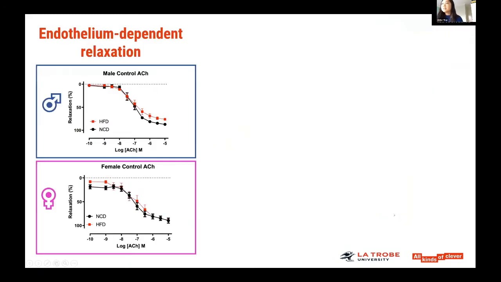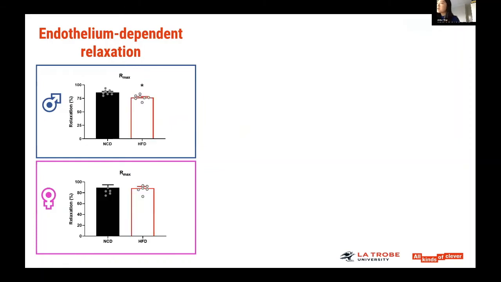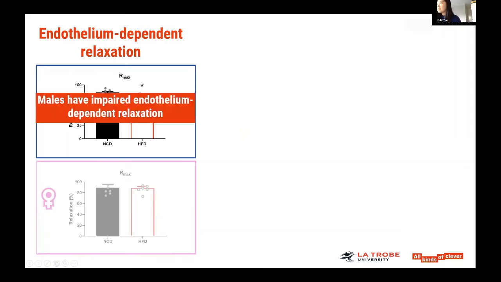However, this difference was diminished by week 10. Next, when we look at the endothelium-dependent relaxation in these concentration response curves to acetylcholine, we see that the relaxation remains unchanged both between the diet and the two sexes. But if we look a little bit closer at the maximal relaxation response, we see that there is a decrease in the percentage of relaxation in the high-fat diet mice, indicating that males in particular have impaired endothelium-dependent relaxation.